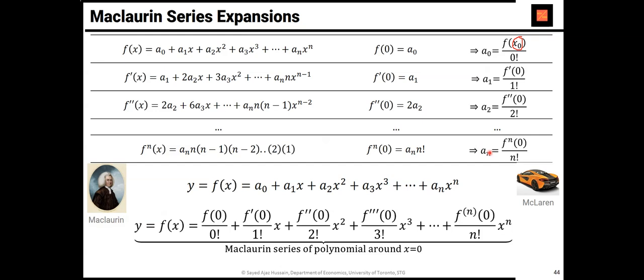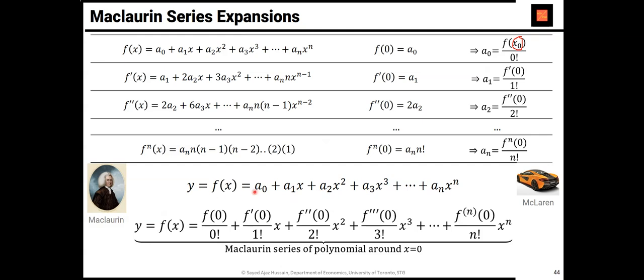And if I rearrange, I get that the coefficient an should be equal to the nth derivative at x equals 0 divided by n factorial. So if I was going to try and approximate the true function by a polynomial function, I had to guess the values of the coefficients a0, a1, a2, a3, and so forth.